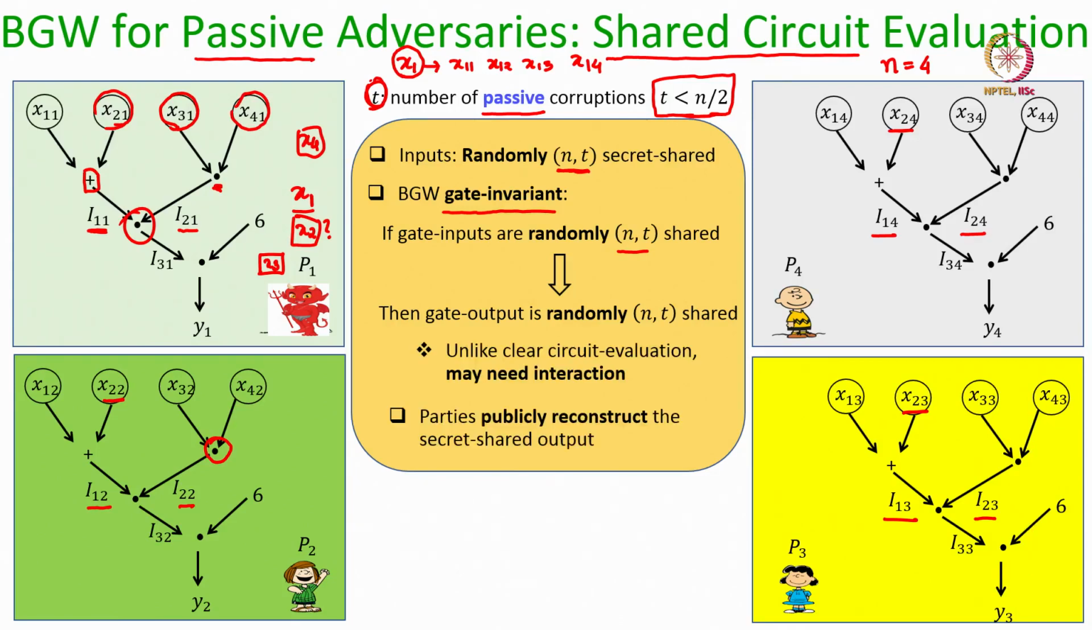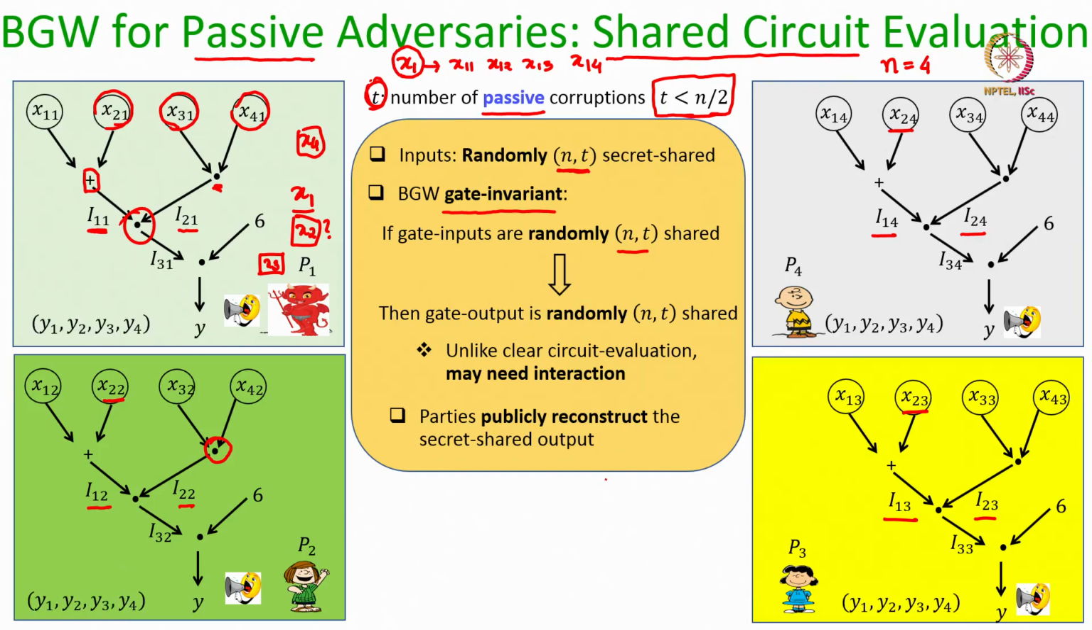And once the shares for the output value are available, the parties exchange their respective shares for the output value by making those shares public. And once all the shares of the output value are made public, the parties can apply the reconstruction algorithm or the reconstruction function of the underlying secret sharing and learn the function output.